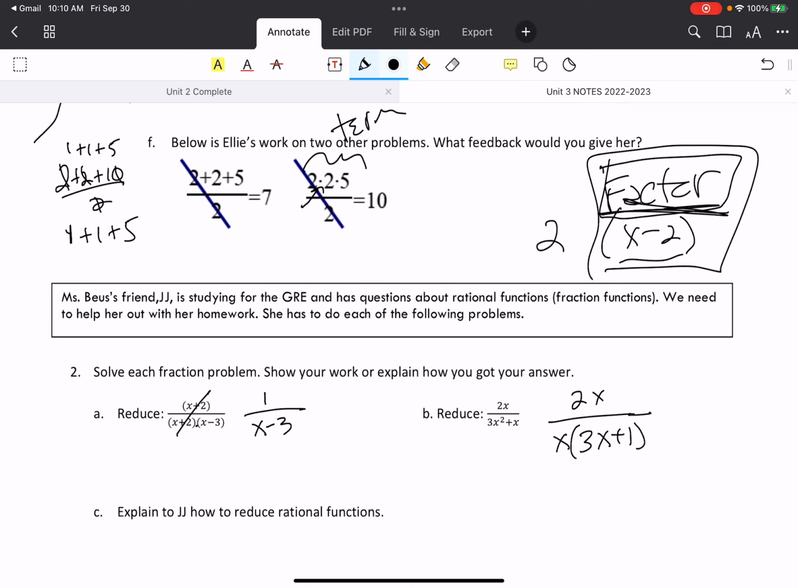Wait, hold on. Go back. It's just 2. I haven't crossed anything out yet. I just pulled the GCF out on the bottom, which was x. Because if I take an x out of both of these pieces, right? Now, 2 over 3x plus 1.